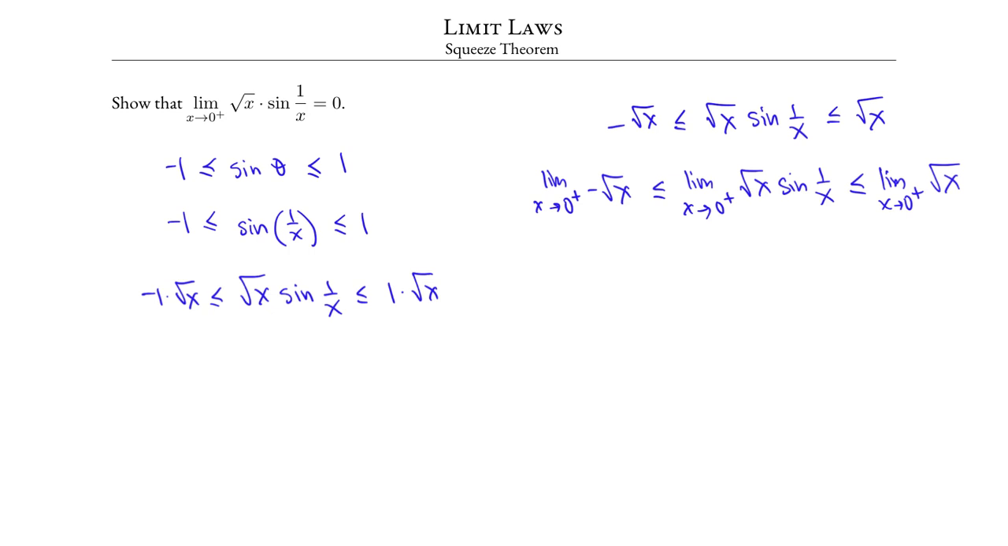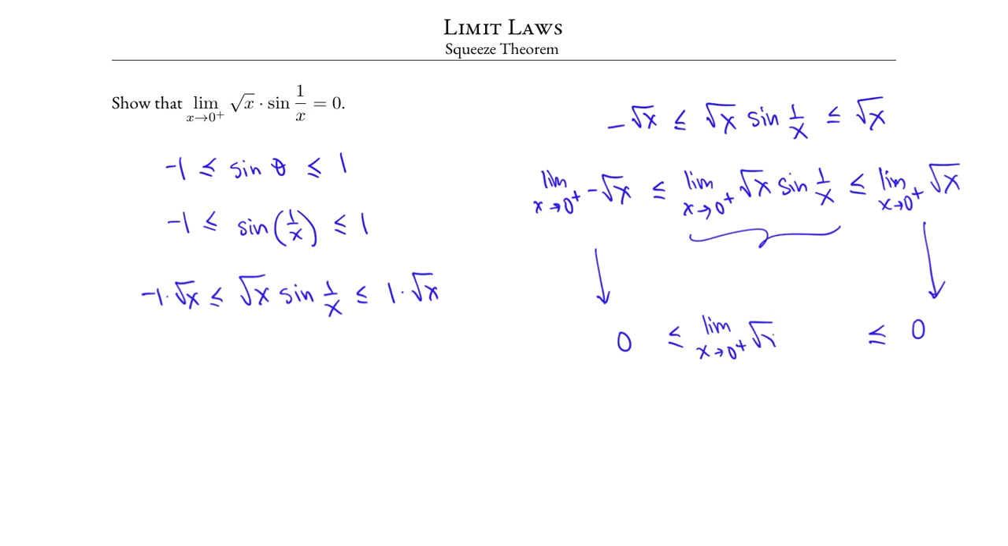The nature of the squeeze theorem is that we won't be able to evaluate the limit in the middle directly, but we can evaluate the limit for the first part and the last part. As x goes to 0, square root of x goes to 0. Negative 0 is still 0. And for the last part, as x goes to 0 from the right-hand side, the square root of x also goes to 0.